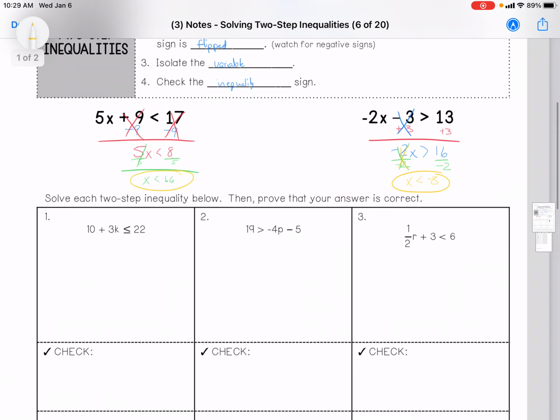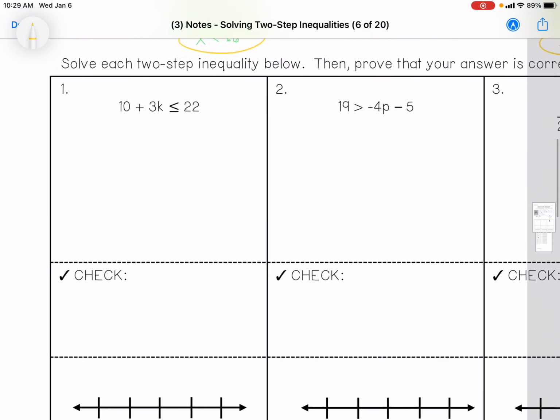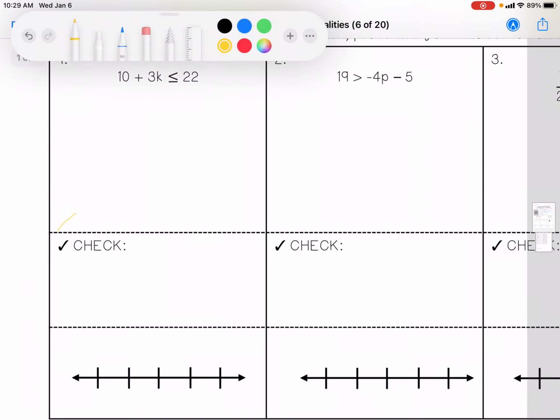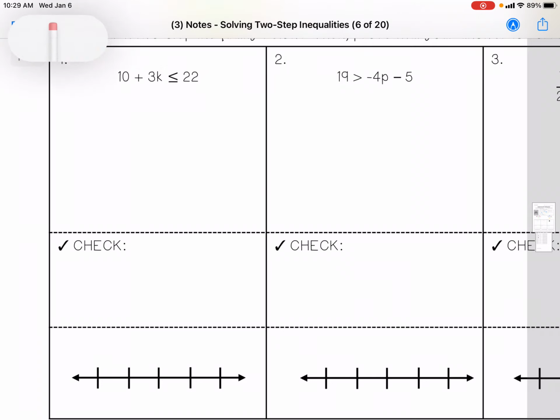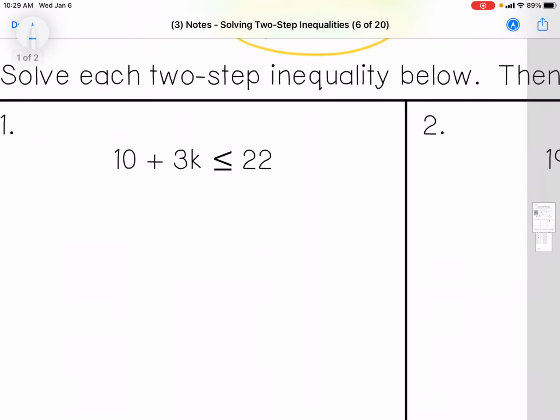Number 1, solve each two-step inequality below, then prove your answer is correct. Each one here, I'm going to solve it on the part right here, and then I'm going to graph it, and then I'm going to go back and check it, okay? You should check it before you graph it, but I know I'm going to get the right answer, so I'm going to graph it first.